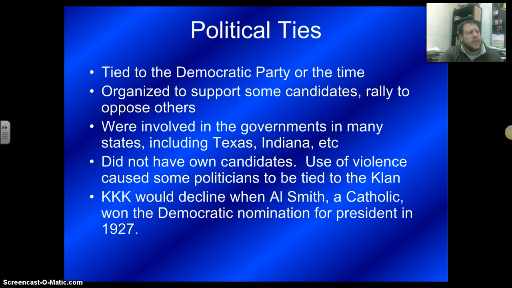They were also very political in that they were organized with a political party at that time. The political party actually organized candidates that were KKK members, and they would rally together to help stop Republicans. Looking at the governments at this time, Texas and Indiana in the 20s, you actually found KKK members within those governments, and they would use their influence to rally for certain politicians. Eventually, in 1927, when Al Smith, a Catholic from New York, is the Democratic nominee for president, you finally start seeing the power of the KKK fall.